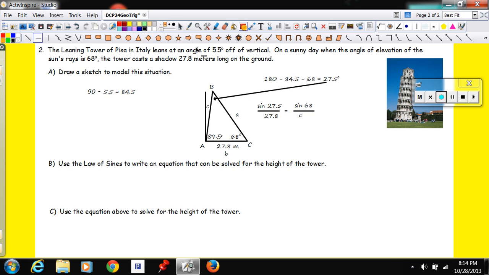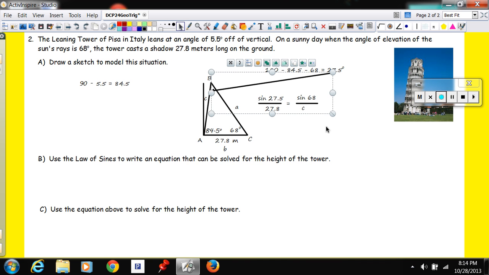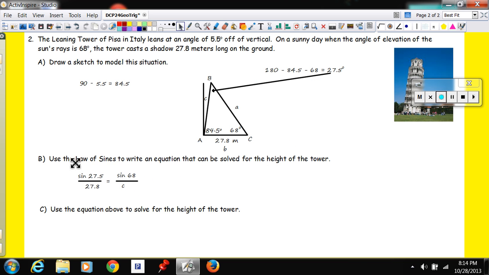You can multiply your diagonals. Sorry, this would actually go down here. So this proportion right here, you can now solve. C times the sine of 27.5 equals 27.8 times the sine of 68. Divide both sides by the sine of 27.5, and you get your answer. So that's what you're going to do down here, use this equation and solve it. And that's it. All right, see you guys tomorrow.